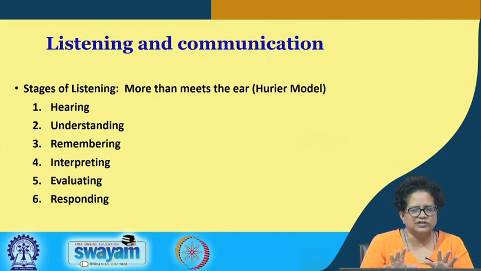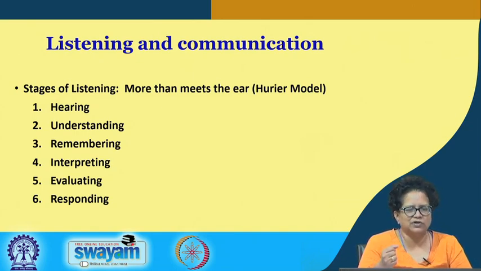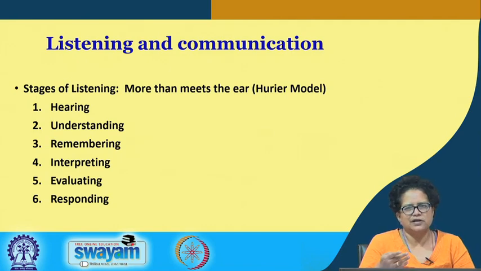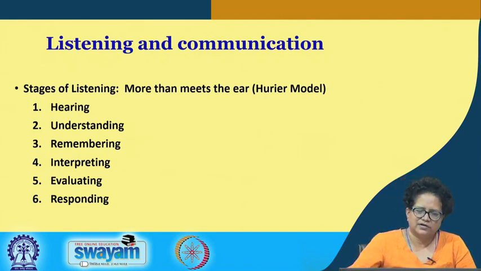Number 5 is evaluating. Evaluating means bringing the value out of it: what is the sense, what did the other try to tell me, what meaning should I apply to the words which I have heard, and how to move forward. The way forward is number 6, responding. After these 5 stages, you in fact respond or you speak. So, listening and the Hurrier model, that is the 6 stages of listening: hearing, understanding, remembering, interpreting, evaluating and responding.